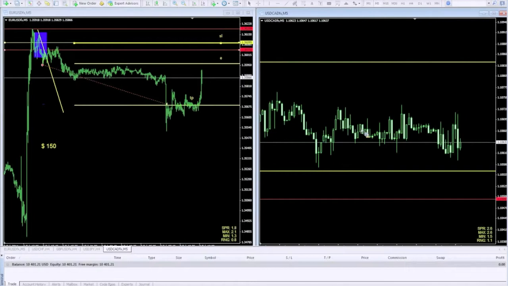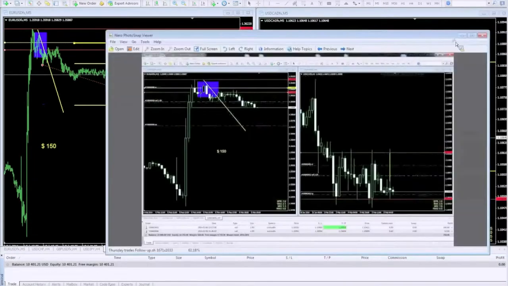Yeah, we booked $1,150 and we closed this dollar CAD trade early. I just want to show you a picture here of where the dollar CAD was. And let me slide this over so you could see it.